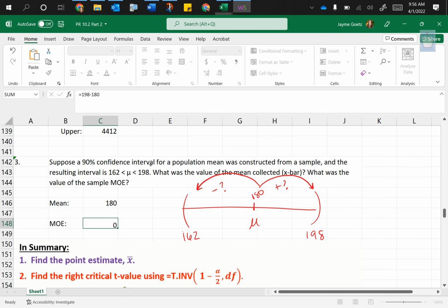Now, there is another way to find that margin of error, just so you know. Sometimes they won't ask you to find the mean, they'll only ask you to find the margin of error. To do that, we want to see what's the difference between 162 and 198, and split the difference. So you could also do that as 198 minus 162 and divide that by 2. So there are 2 ways that you can do that.